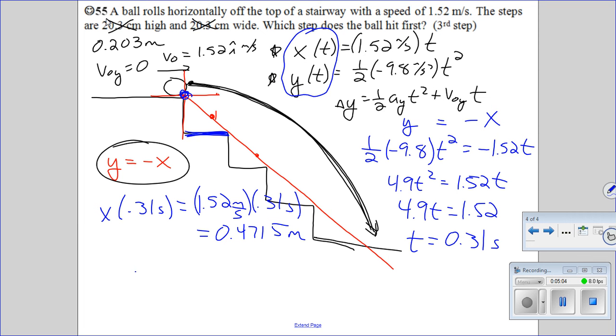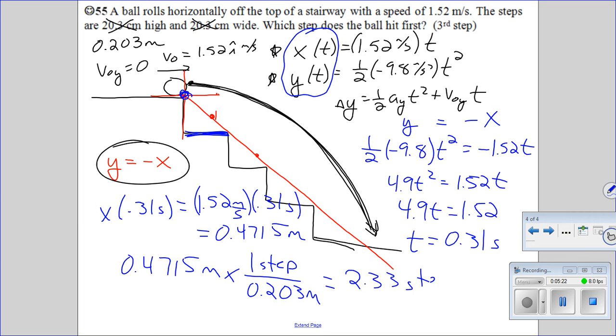So I'm going to do some old school factor label, times, one step horizontally is the same as 0.203 meters. Multiply that out and you get 2.33 steps, which means it's going to cross this red line somewhere between the end of the second step and the start of the third step. Bam, it's going to hit the third step. All right, there you go. Hope that was helpful.